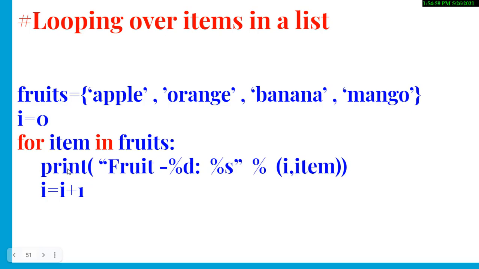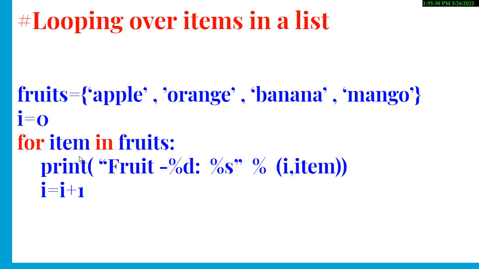What I want to write is that it should be printed as fruit with a hyphen. The percentage placeholder will give me the numbering, that is, the apple position is at 0, and this will give me the string, the item name.